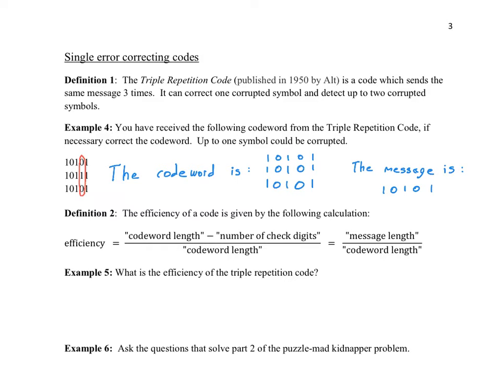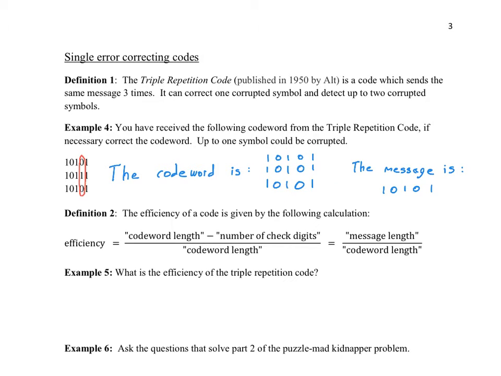There's something else that we should always be concerned with when we're trying to design a code. What is the efficiency? You'd like to have a higher efficiency. We measure efficiency by taking the message length, what we were actually trying to send, versus the code word length, what was actually sent. It's like asking, what was the penalty for trying to send this via the triple repetition code? Well, the penalty that we had to pay was 10 extra digits.